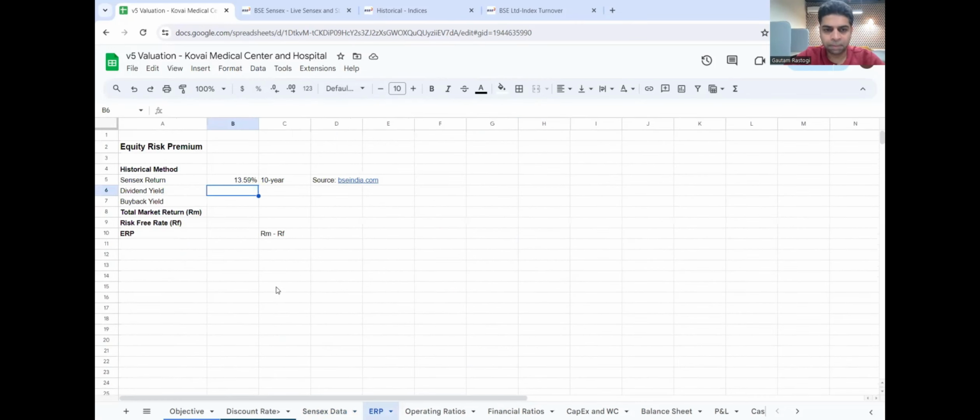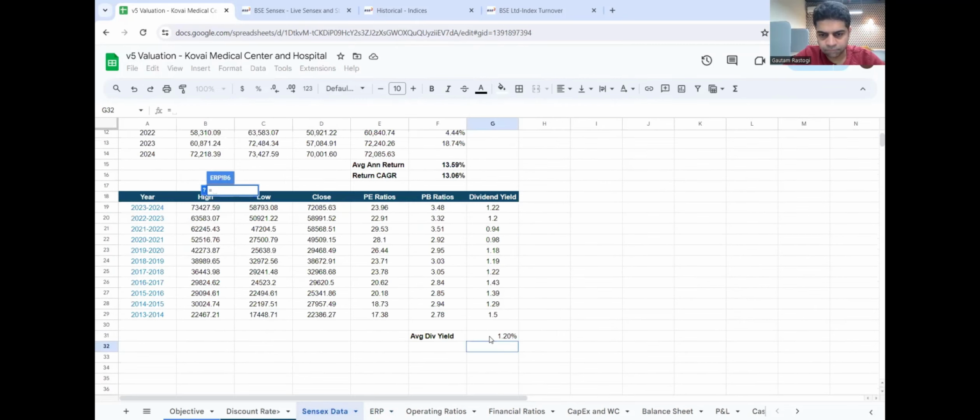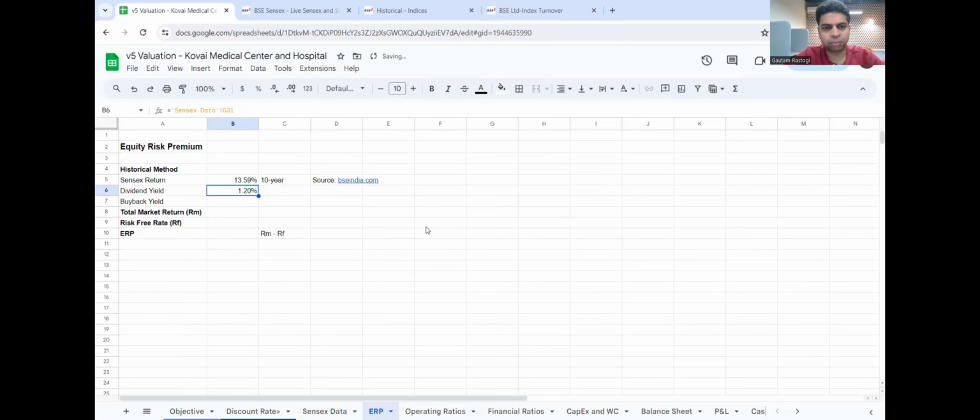Now let's plug this here, the dividend yield. So we pulled it from here. So this is 10-year average. So let's write it. 10-year average. The source again is same source, BSE India.